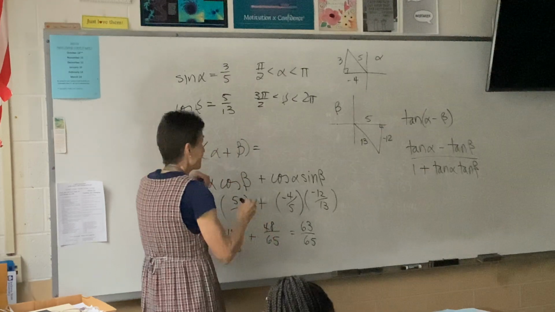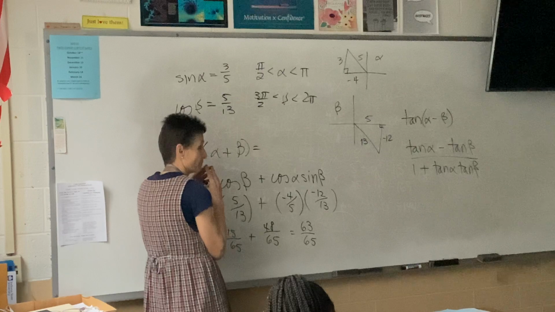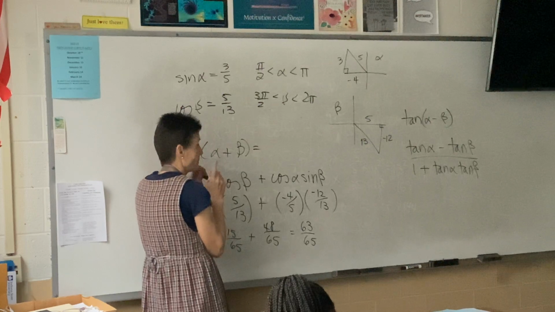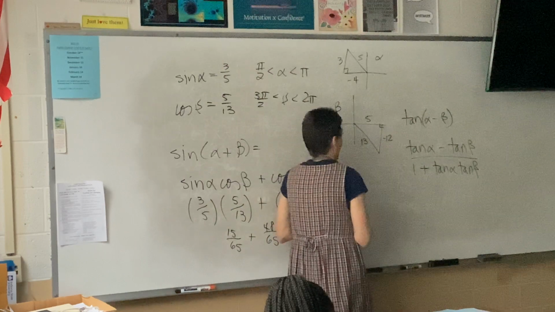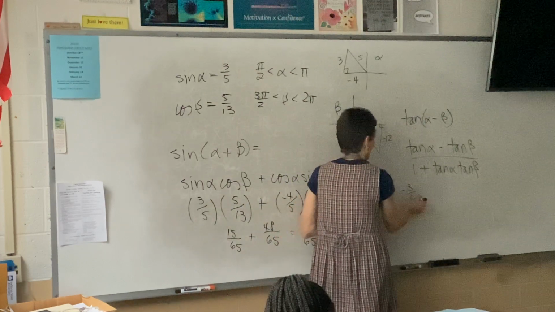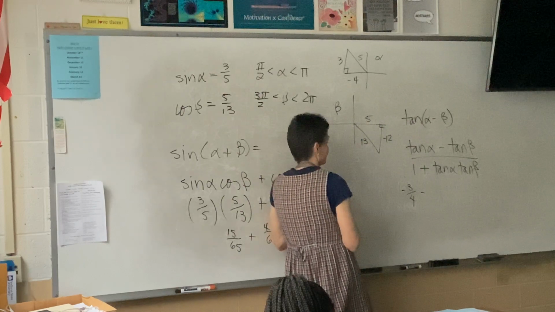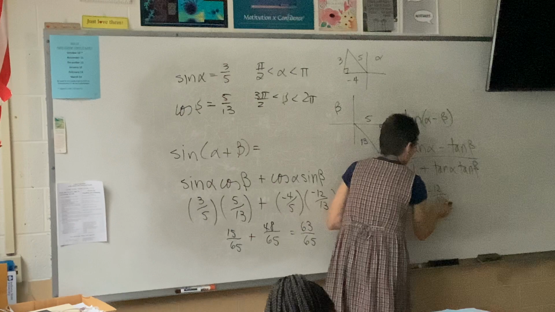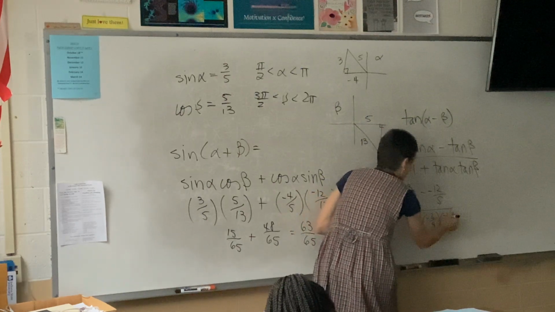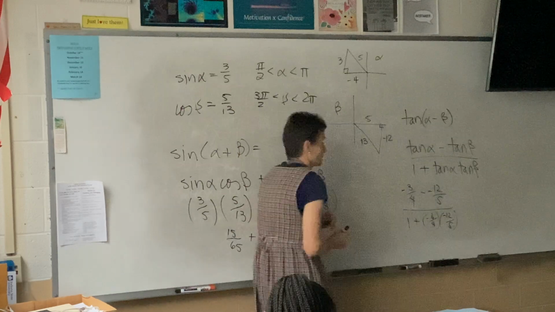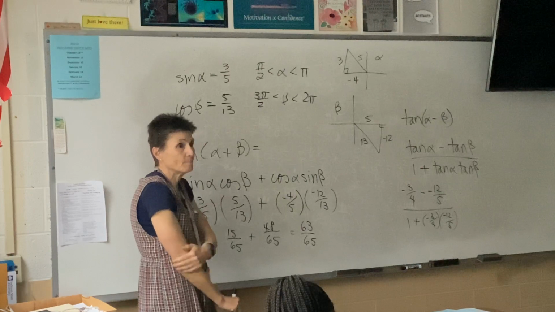Now, take the numbers from the picture and plug them in to the formula. So what's the tangent of alpha? Negative 3/4. What's the tangent of beta? Negative 12/5. Over 1 plus, negative 3/4, negative 12/5. Everybody okay with that?